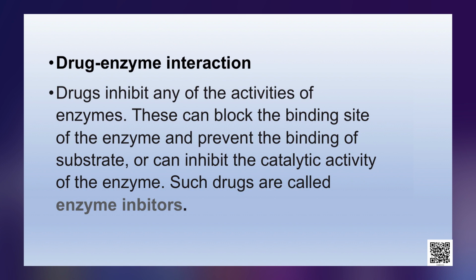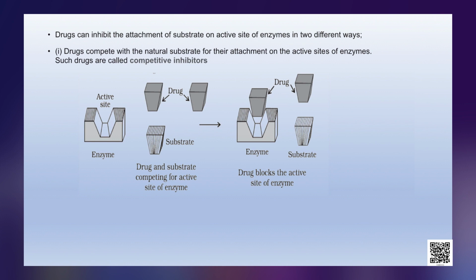These can block the binding site of the enzyme and prevent the binding of substrate or can inhibit catalytic activity of the enzyme. Such drugs are called enzyme inhibitors. Drugs can inhibit the attachment of substrate on active site of enzymes in two different ways. Some drugs compete with the natural substrate for their attachment on the active sites of enzymes. Such drugs are called competitive inhibitors.